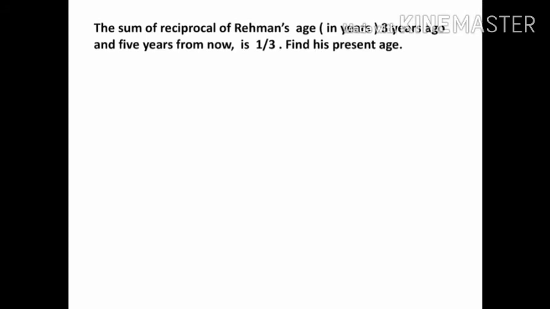This is question number 4 of the third exercise of this chapter. The sum of reciprocal of Rahman's age in years 3 years ago and 5 years from now is 1 on 3. Find his present age.